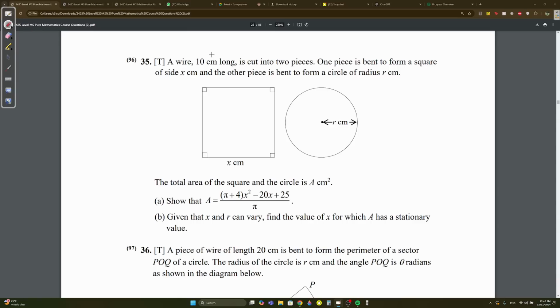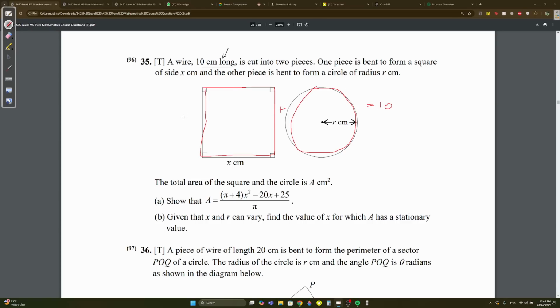So for this question, you need to look at the given. They said that the wire 10 centimeter long is cut into 2 pieces. So the length of all of this, which we call the perimeter, plus the length of all of this, which we call the circumference, is equal to what? 10, right?